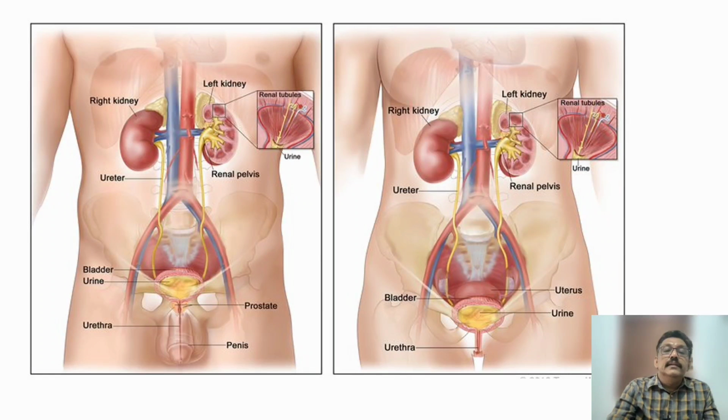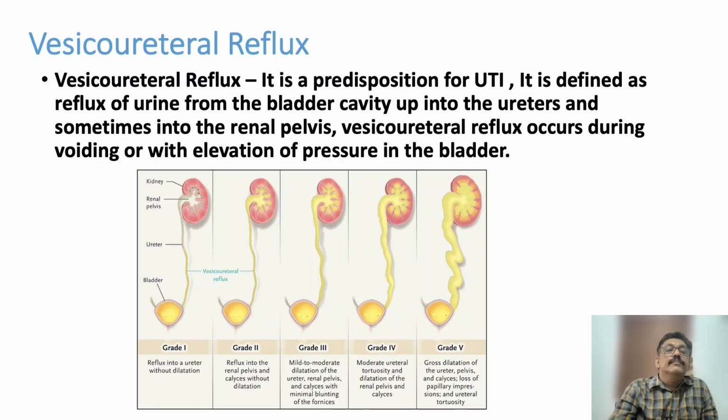You can see the difference between the male and female urinary tract. The structural difference you can see is that the female urethra is short, so contamination from external organs is very common in female patients. So urinary tract infection in female patients is not complicated most of the time, but in males it is always complicated.